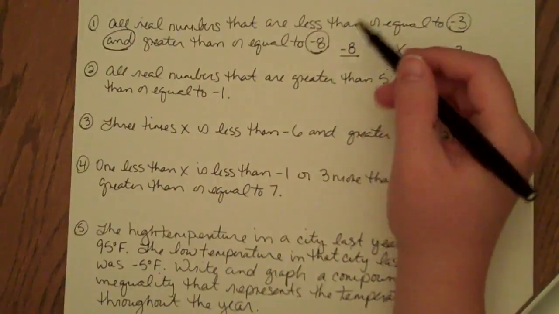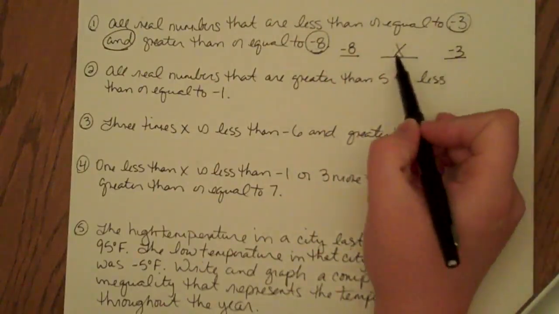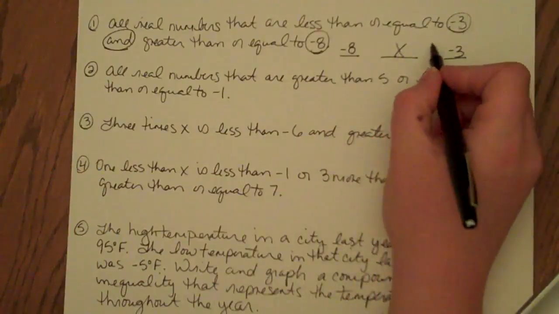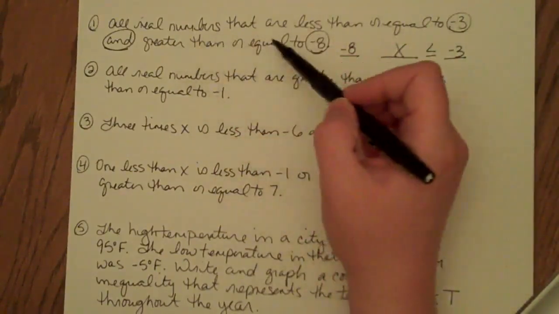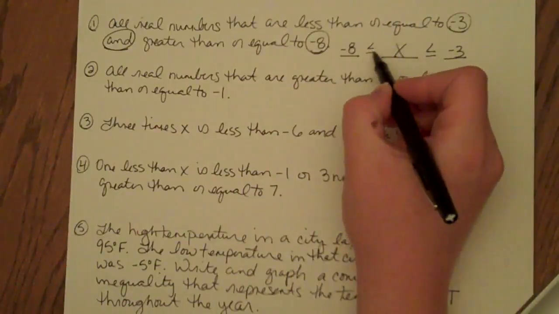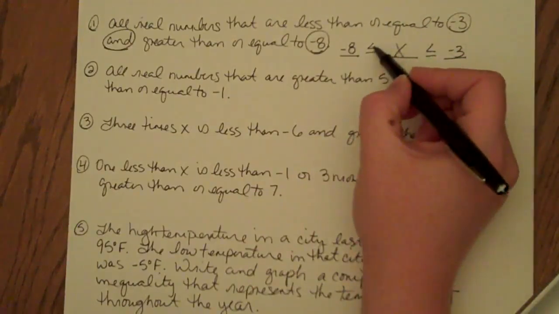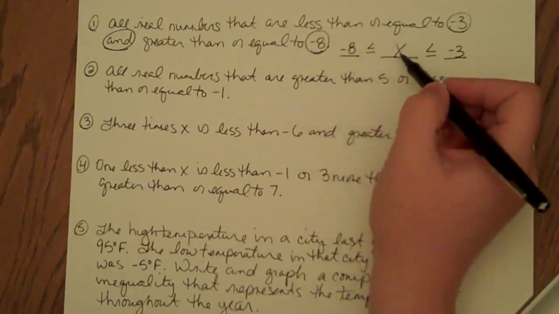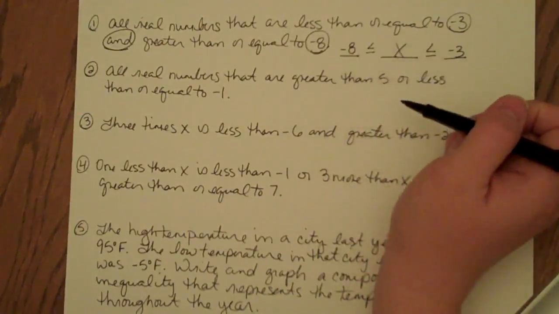And now our signs. All real numbers that are less than or equal to -3. So we want the numbers x to be smaller than or equal to -3. So we have a less than or equal to sign. And we want them to be greater than or equal to -8. Well, we're actually going to use a less than or equal to sign because this tells us that the x is greater than the -8, because we're opening up to the x, which means it's the larger of the 2 pieces.